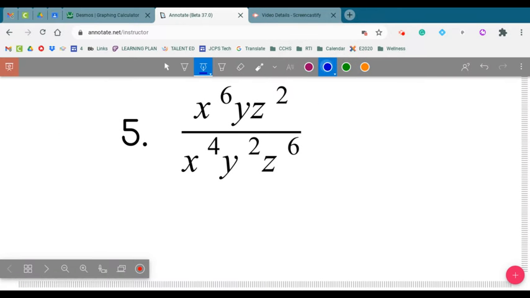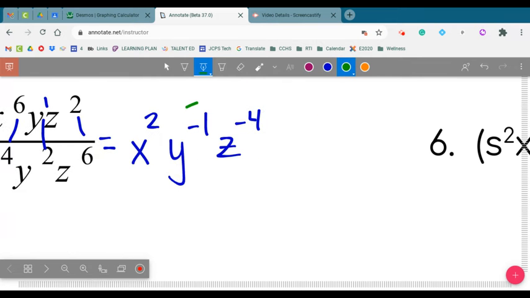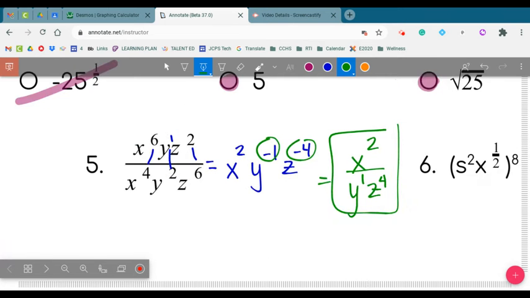Next one, you're dividing, so you subtract your exponents. You'll get x to the second, because 6 minus 4 is 2. For y, you're going to do 1 minus 2, so you get negative 1. And then for z, you're going to do 2 minus 6, which gives you negative 4. Remember, these negative exponents are unacceptable. They go to the bottom so they can become positive. So you get y to the first, z to the fourth. And that is my answer.